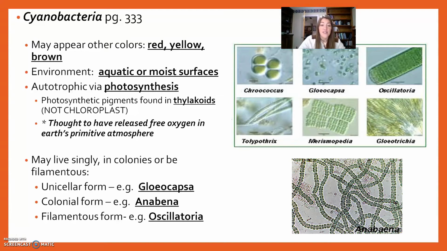These guys may live singly or in colonies or be what's called filamentous. So if it's, for example, a unicellular form, like right here would be the Gloeocapsa, it's just kind of by itself. You have the colonial form, which is Anabaena. So each of these are unicellular, but they form in this group here. And then we have something called the filamentous, which is the Oscillatoria, which is up here. It looks like it's in a tube, and they're highly coiled around each other. And so they can also live in that kind of colony.